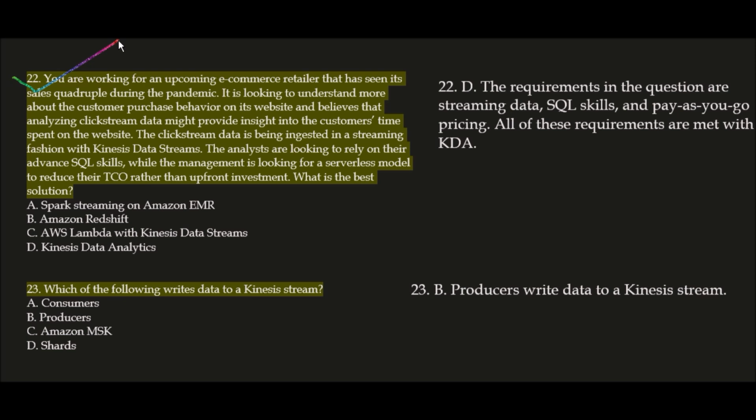Option A, Spark Streaming on Amazon EMR. Option B, Amazon Redshift. Option C, AWS Lambda with Kinesis Data Streams. And option D, Kinesis Data Analytics. Correct answer of this question is option D, Kinesis Data Analytics. Because the requirements in the question are streaming data, SQL skills, and pay-as-you-go pricing. All of these requirements are met with KDA. KDA stands for Kinesis Data Analytics.